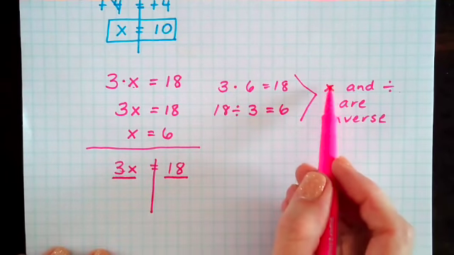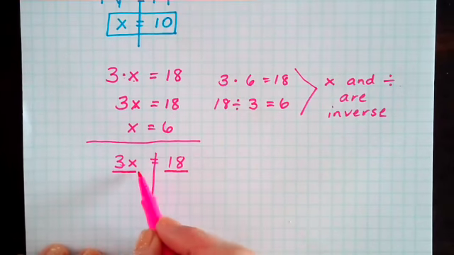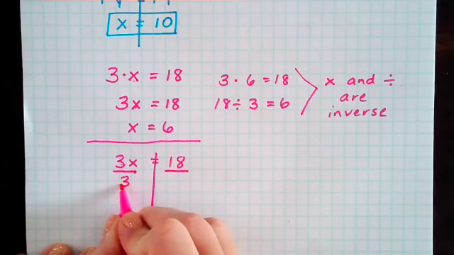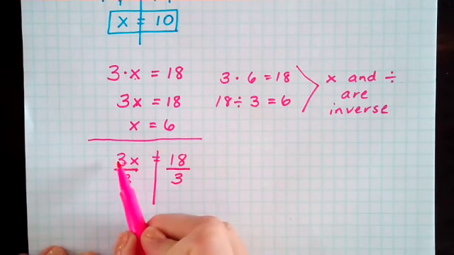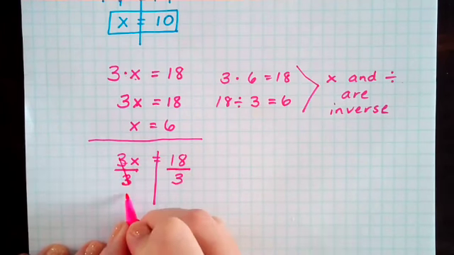Just like I don't want to use a multiplication symbol here because it looks like the variable, I'm going to use a fraction bar just to clean it up a little bit. So I'm going to say 3 times x divided by 3, and I'm going to do the same thing on the other side. Now think to yourself, what's 3 divided by 3? It's not 0, it's 1. So what this leaves me with is 1x.